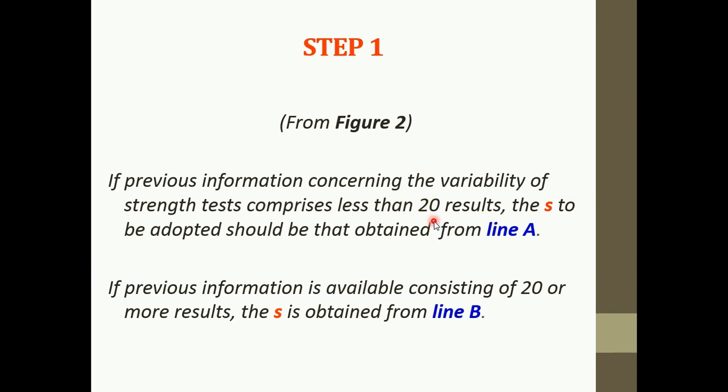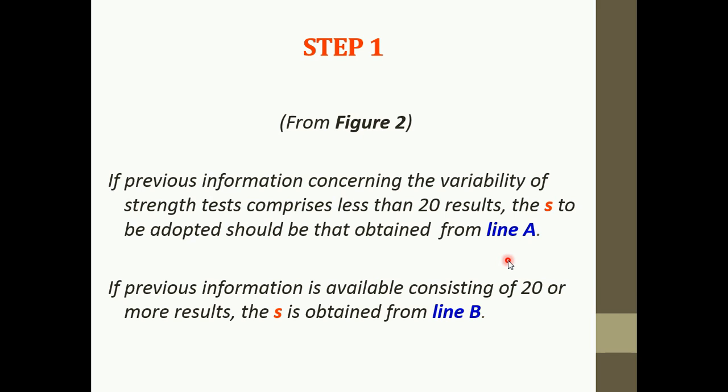Let's say the previous information concerning the variability of strength tests is less than 20, then we are going to use line A. If the previous information is available consisting of 20 or more, then we are going to use line B. So it depends on the previous information regarding the tests that we have. Let's say we don't have the previous information, then it is suggested to use line A.